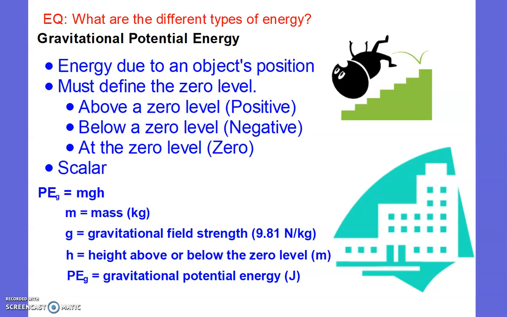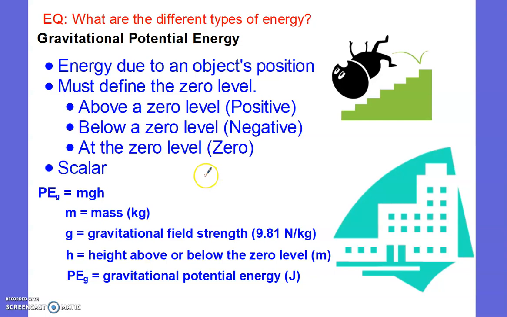Now, potential energy in general is a stored energy. It doesn't mean that it doesn't have energy itself. It has the energy, it's just stored in the object for later use. This type of potential energy, gravitational, is the energy due to an object's position above the ground. So it's the energy of being high up in the air. The higher you are, the more gravitational potential energy you have. The lower you are, the less gravitational potential energy you have.